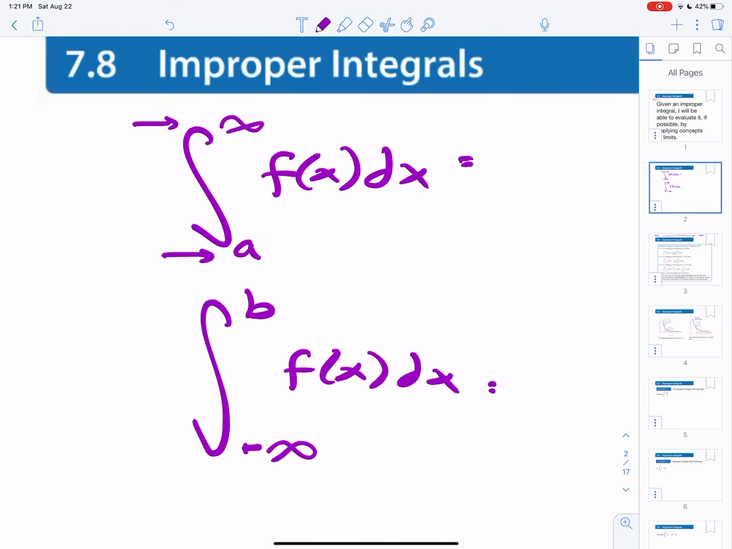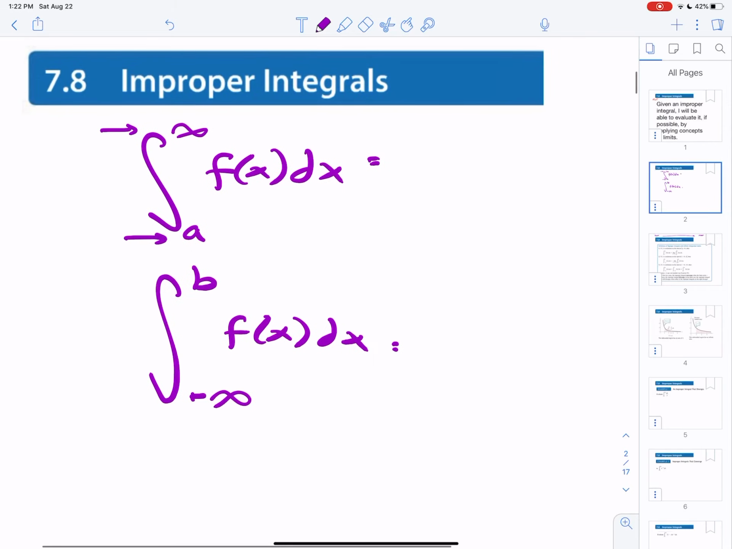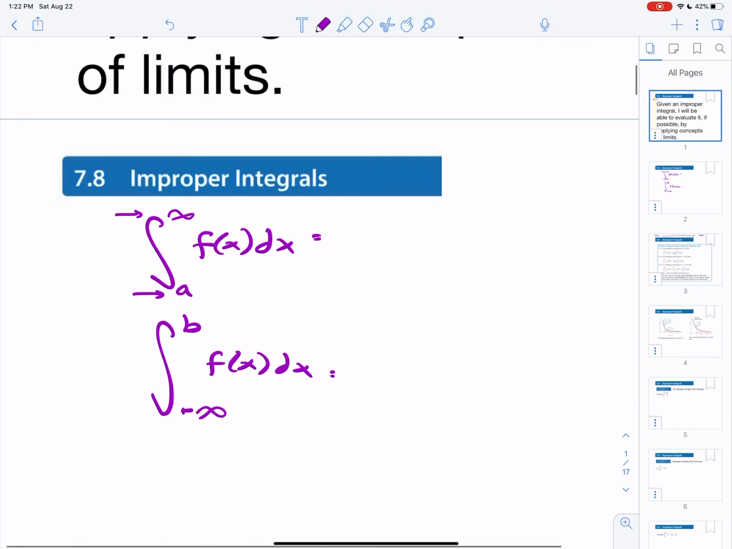So the thing is, you can't theoretically go on forever because you'll never end. But we can study the behavior. So here's what we do. We're going to go ahead and instead, we're going to make it finite. Instead of a to infinity, we're going to go from a to b.